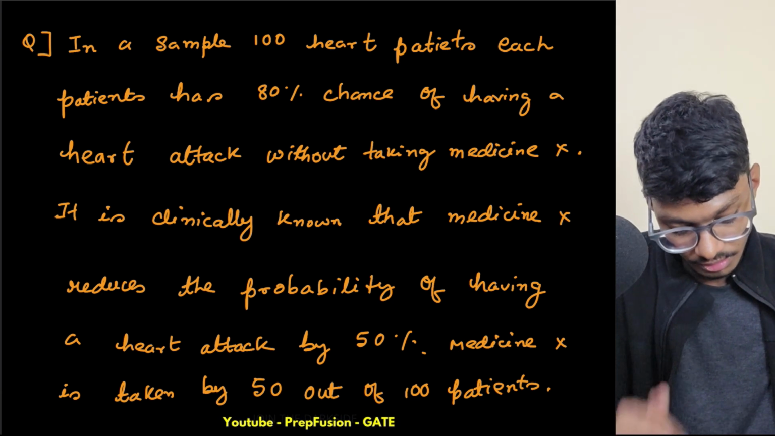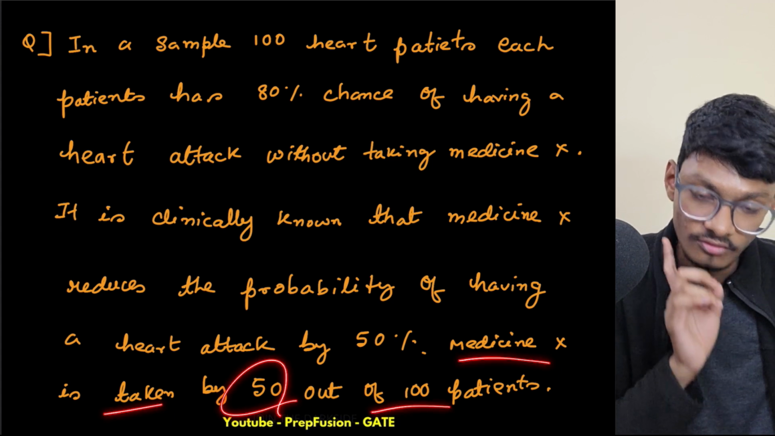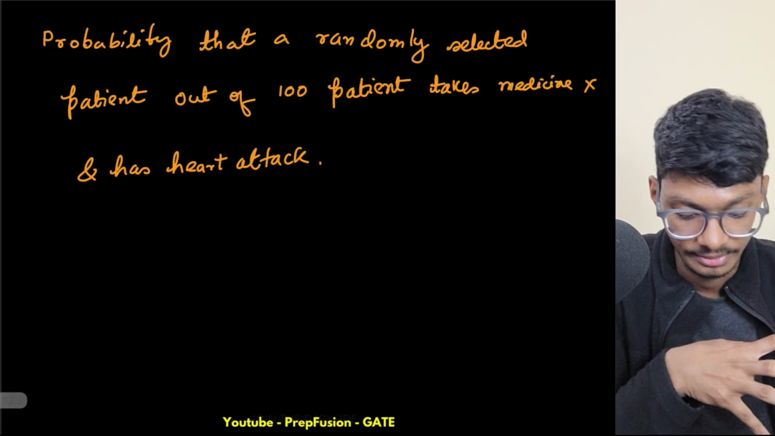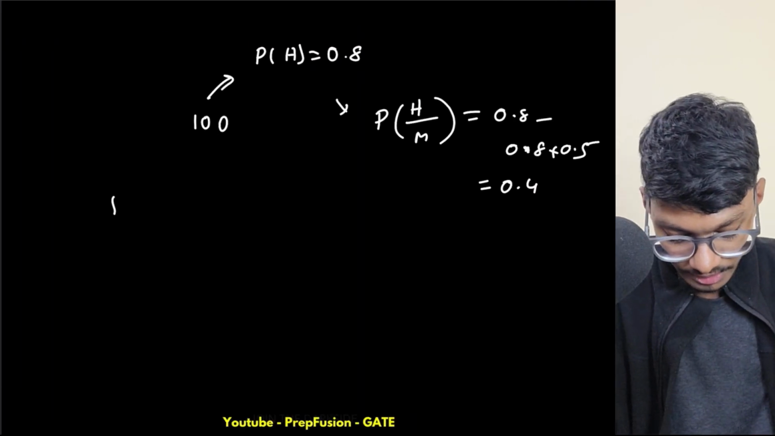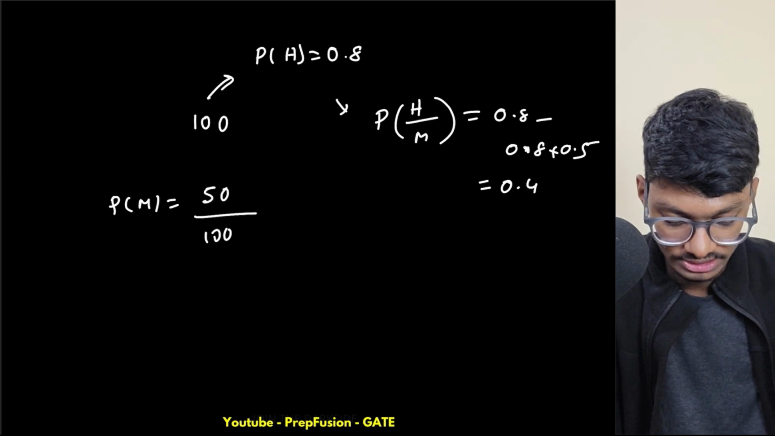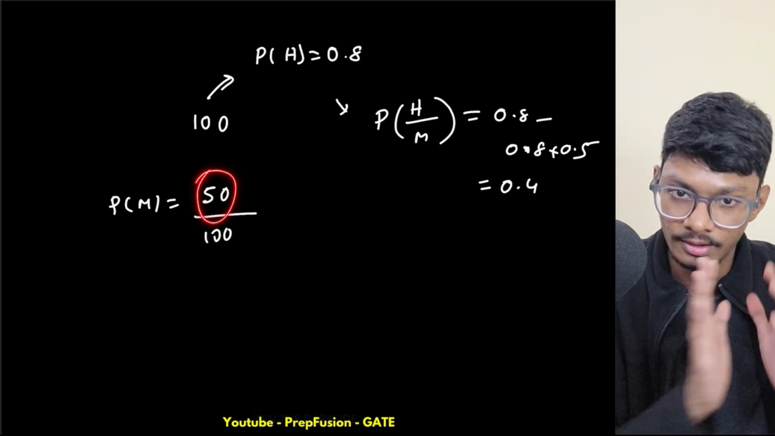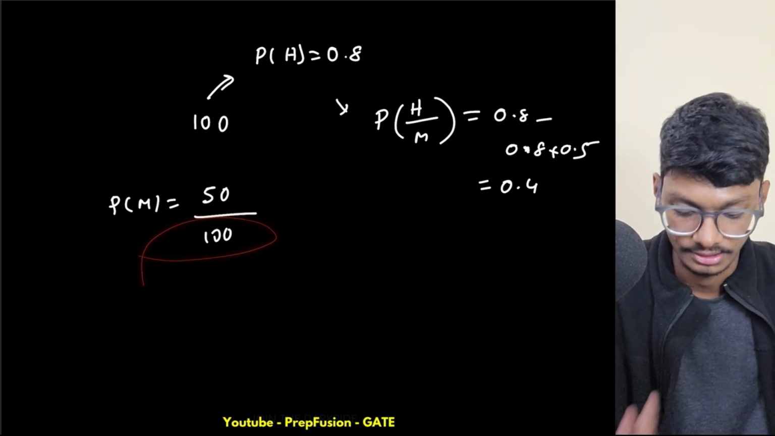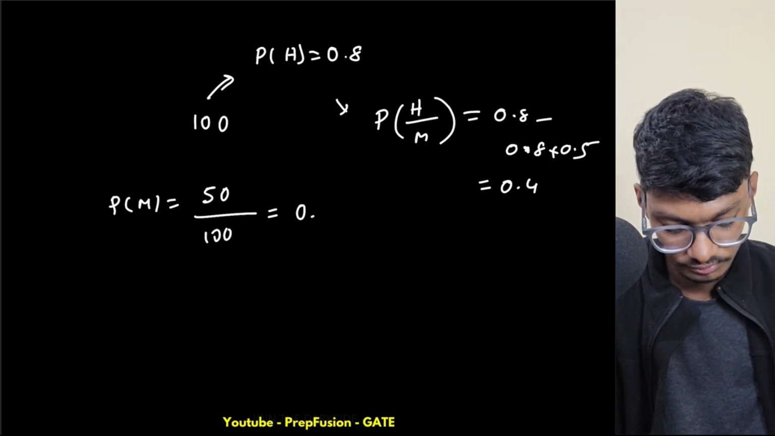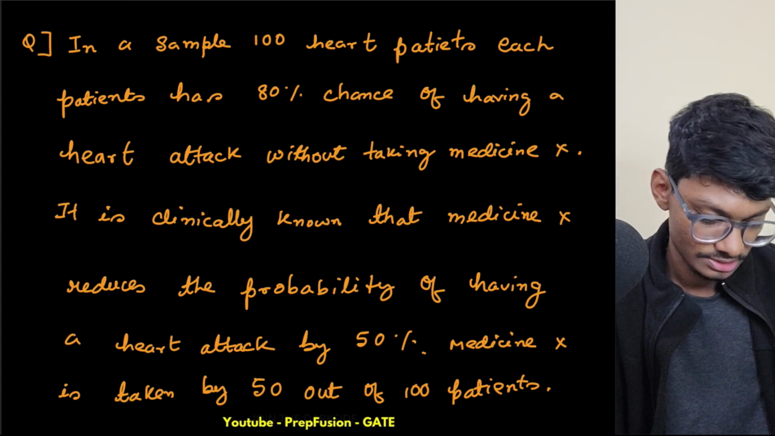Now it has told us that medicine X is taken by 50 out of 100 people. Okay, so only 50 out of 100 people have taken the medicine X. So P of M will be 50 by 100, that is, number of favorable outcomes by total sample size. Here only 50 people have taken the medicine and the total sample size is 100. So this equals 0.5. Okay, so this is fine.